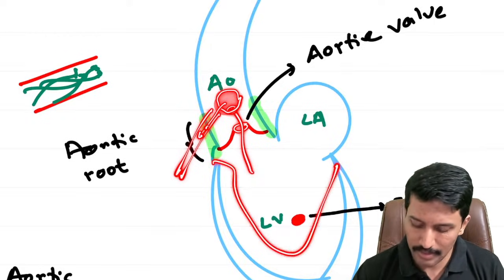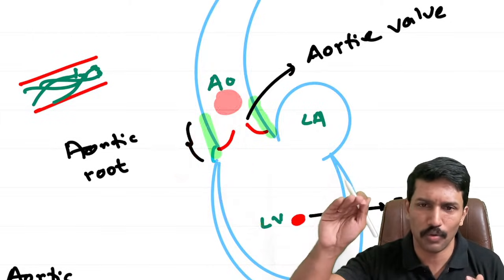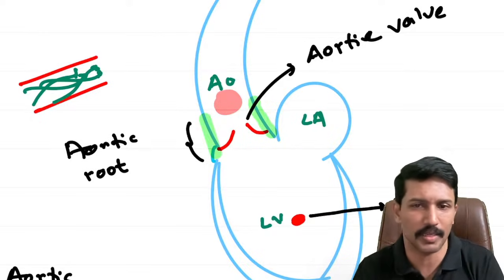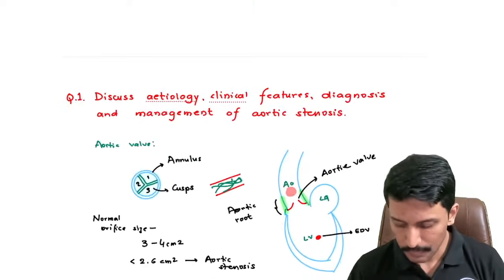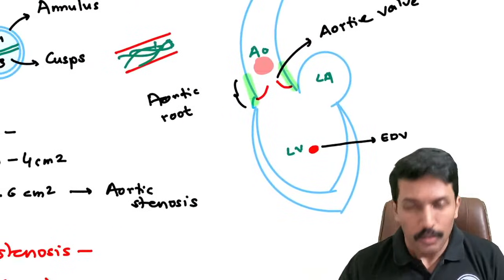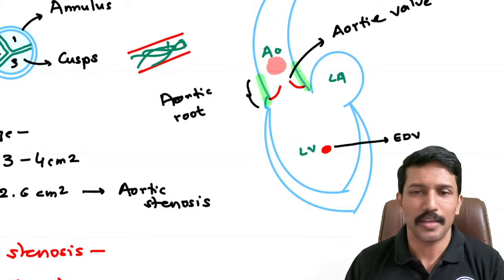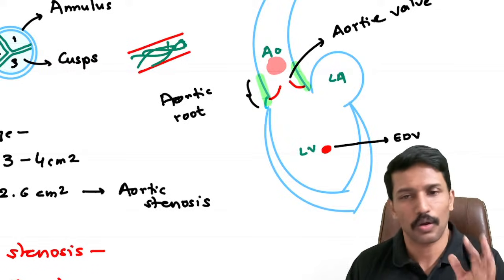Second, the concentric hypertrophy that we developed has increased the oxygen demand. So on one side I want more oxygen, on the other side I can't give it, and that's why I'm getting this angina. Okay. So as such, in aortic stenosis, there is no role of pharmacotherapy. You can't manage any of these patients' symptoms with drugs or diuretics.